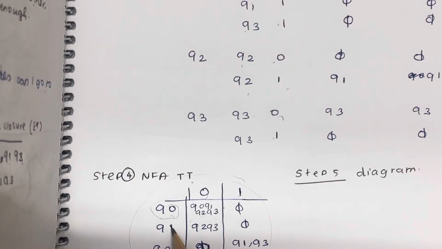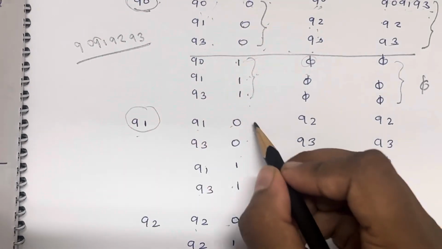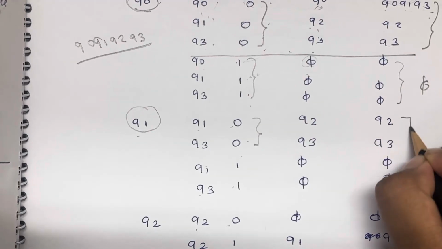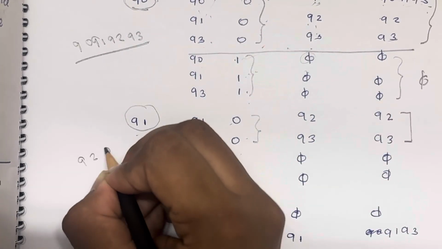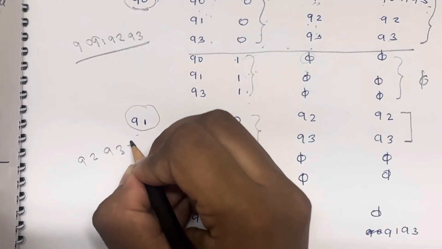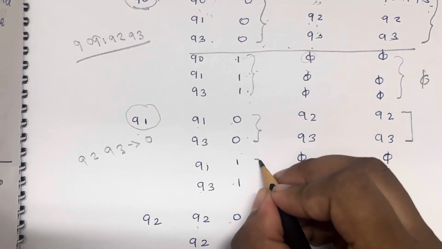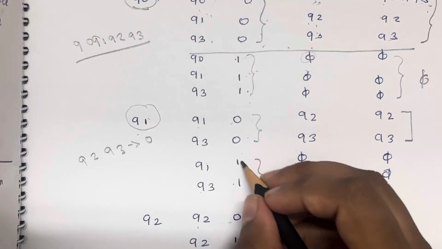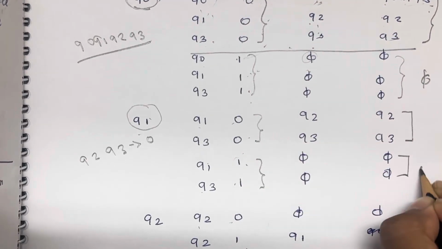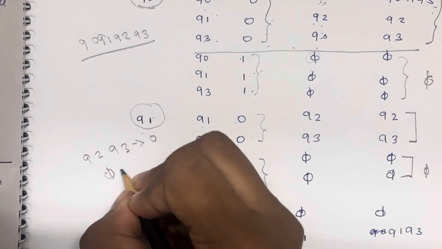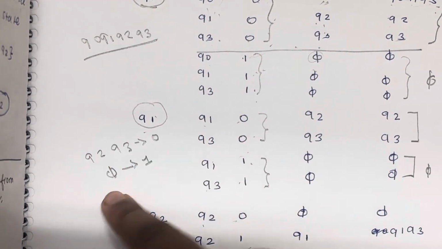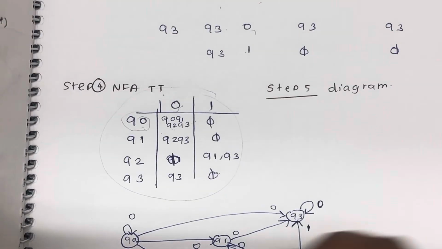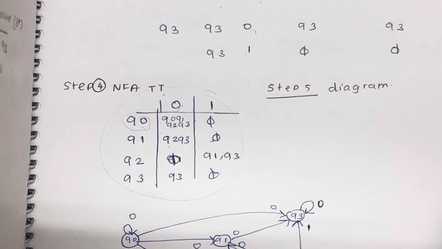Next is Q1 to 0. So you're going to take the union of these two, and the union of these two is Q2 and Q3. And this is when the input is 0. And we're just going to take Q1 when the input is 1, which is going to be nothing. So this is what happens when the input is 1. So Q2, Q3 for 0 and nothing for 1. So we're just going to write that like that.